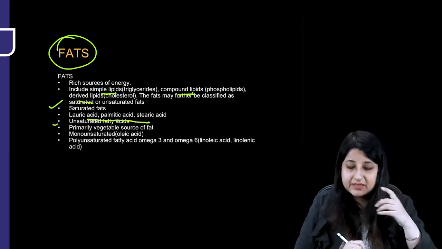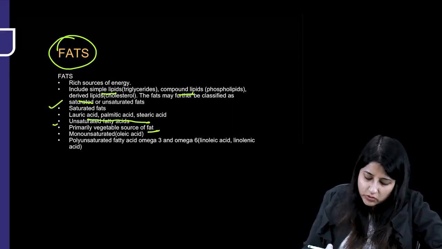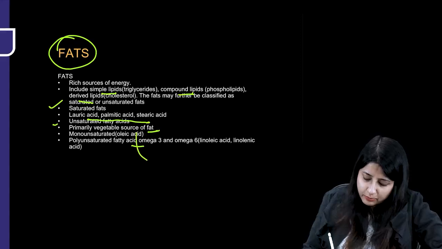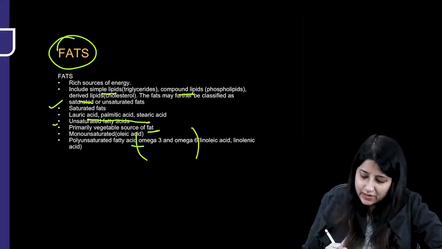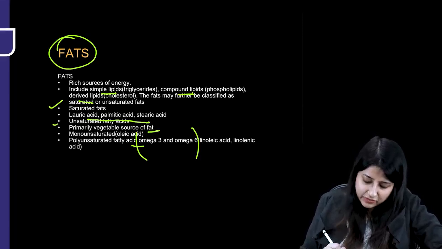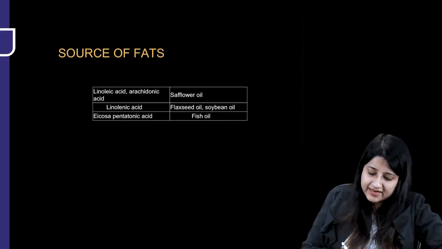Saturated are lauric, palmitic and stearic. And unsaturated fatty acids, guys, we have monounsaturated, which is oleic acid, and polyunsaturated fatty acids. In polyunsaturated fatty acids, you have omega-3 as well as omega-6. Omega-6 is linoleic and omega-3 is linolenic acid. Okay, that is important. Source of fat is very important.